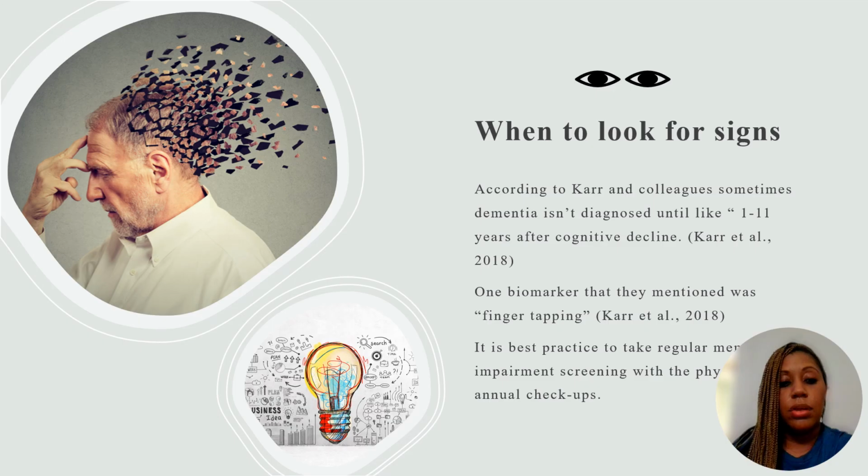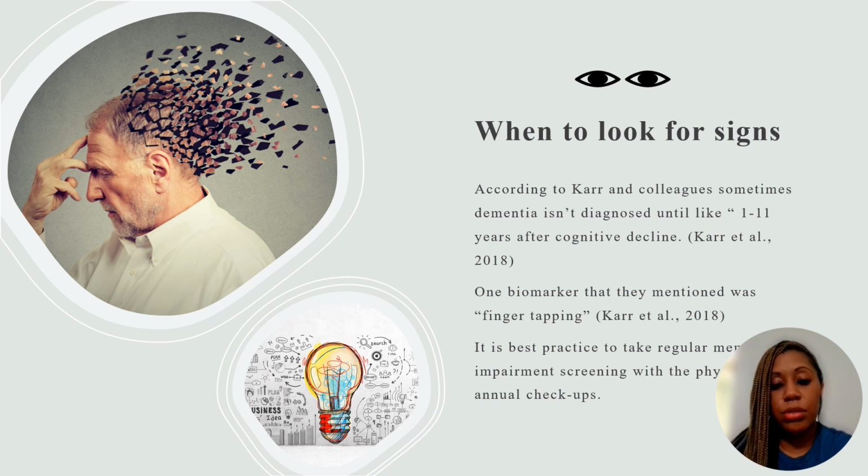memory loss. After knowing how to assess cognitive impairment, how do you know when to assess or look for early signs of cognitive impairment? According to Carr and colleagues, sometimes dementia doesn't even get diagnosed. People would have impairments 1 to 11 years prior to the definitive diagnosis.